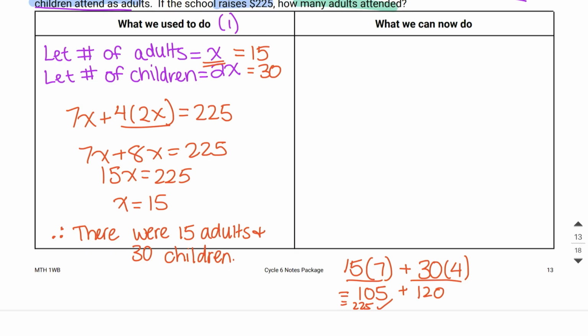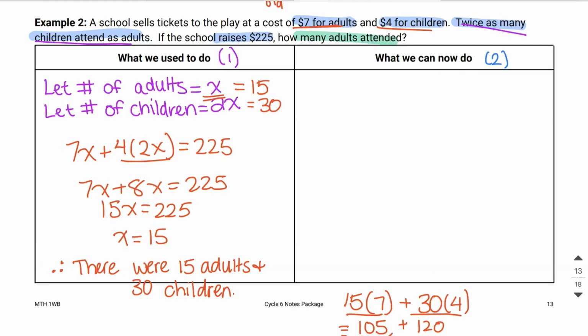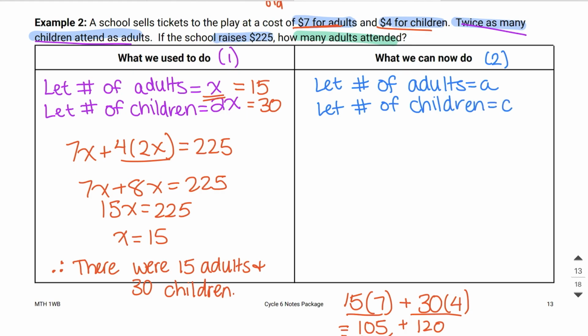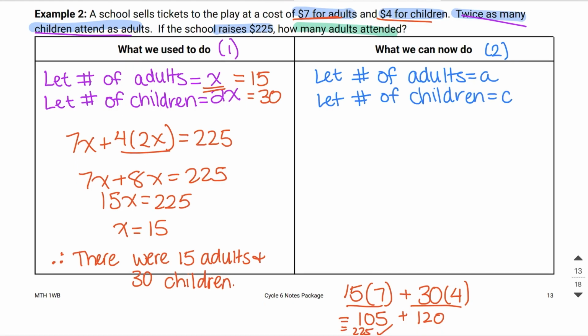It's actually easier to do this with two variables. Why is it easier to do this with two variables? Well, for starters, I don't have to ask myself which one depends on which. I could just write my let statements. So we could just go straight to let number of adults equal A, let number of kids or children equal C, just using the letters that these words start with. Doesn't matter what letters you use. It also wouldn't have mattered if I wrote children first and adults second.